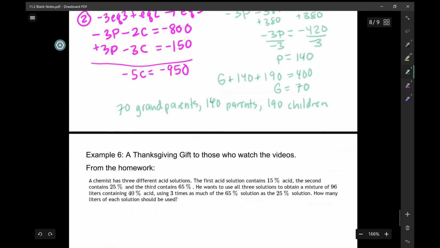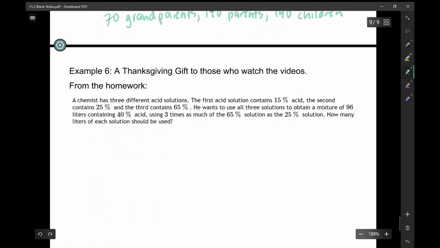All right, let's do one more problem. This is a little Thanksgiving gift from me to you. You will have a problem like this on the homework. It might be this exact problem, otherwise it'll be very similar. And we're going to do it right now together.